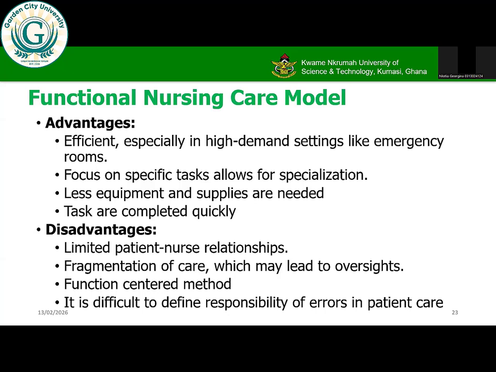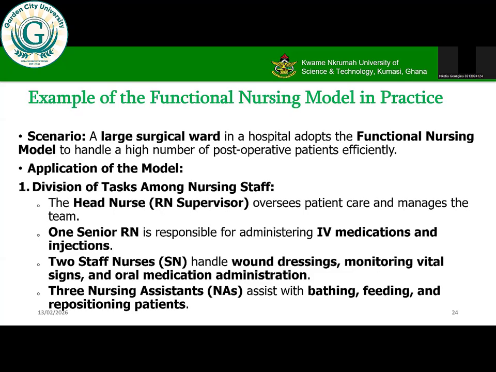There's fragmentation of care. Yes, this person is doing this, another is doing this. So there's fragmentation, which may lead to oversights. Then with the function-centered method, it is difficult to define responsibility for errors in patient care. So in this example, a large physical ward in a hospital adopts the functional nursing model to handle a high number of post-operative patients efficiently.